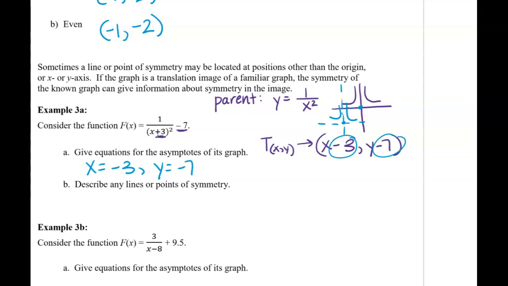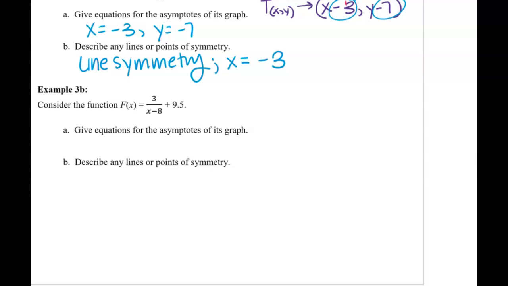And as far as symmetry, we're going to have line symmetry because it's even, and honestly, you can just look at it. There's going to be symmetry about this line, okay? And then you're like, oh, it's vertical, so it's the line x equals negative 3.